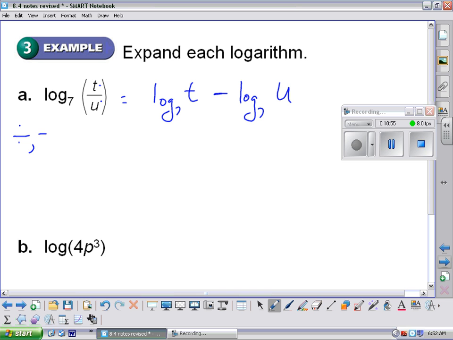All right, let's see. We got two pieces here, kind of the 4 and the p to the third. P to the third has to be one piece. And this one we've got multiplication. So we know multiplication speaks to addition. So by the product rule, we can take this and say log, we're in base 10 for this whole thing, 4, and then plus p to the 3. Step 1, that's pretty good.